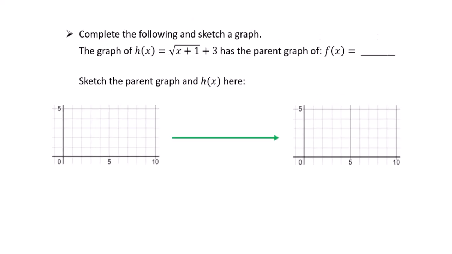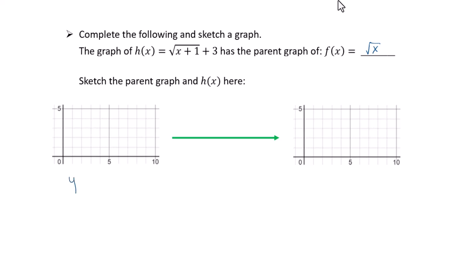Let's complete the following and sketch a graph for this example. Here our graph of h of x is going to be the square root of x plus 1, plus 3. What is the parent graph of this function? When I look at this, I see a couple of transformations going on at the same time, but the parent graph with all those transformations stripped away is simply f of x equals the square root of x.